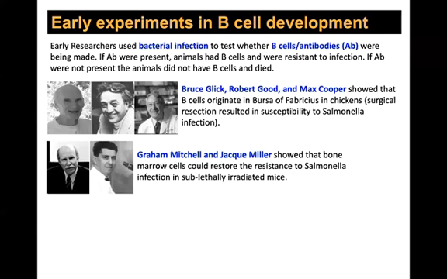Now this was followed up a couple years later by Graham Mitchell and Jacques Miller. And they showed that if you irradiated the bone marrow in mammals, you could destroy resistance to salmonella, and that if you put back bone marrow into those animals, you could restore that resistance. This is what it looked like.